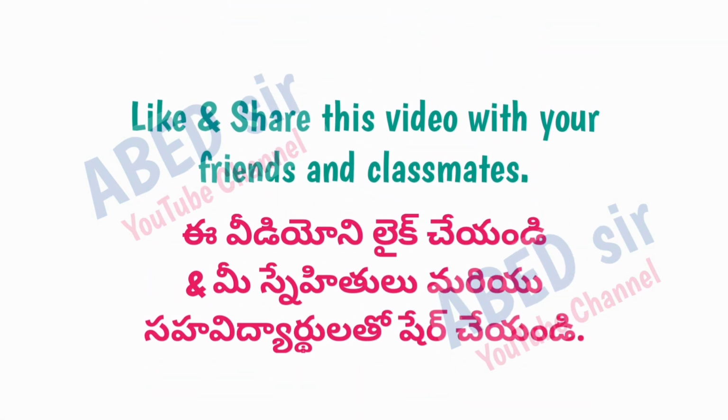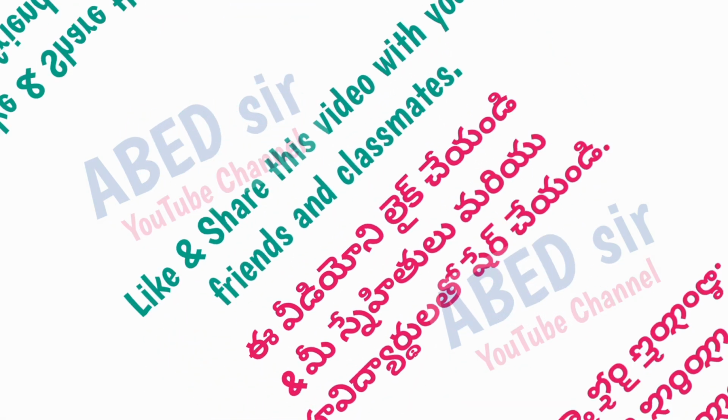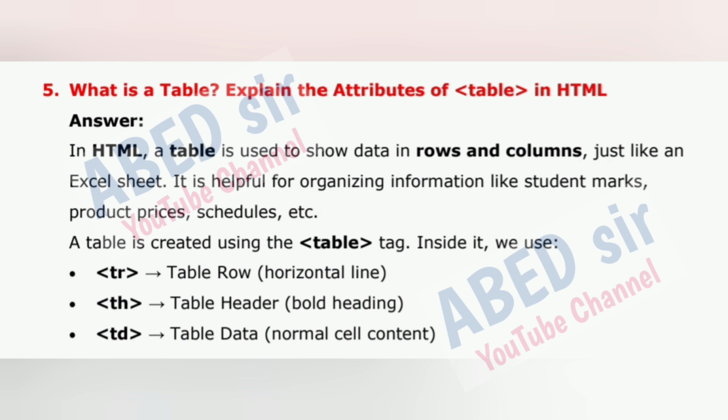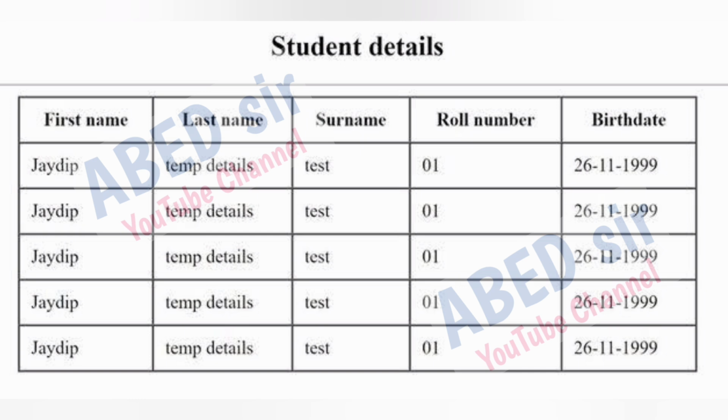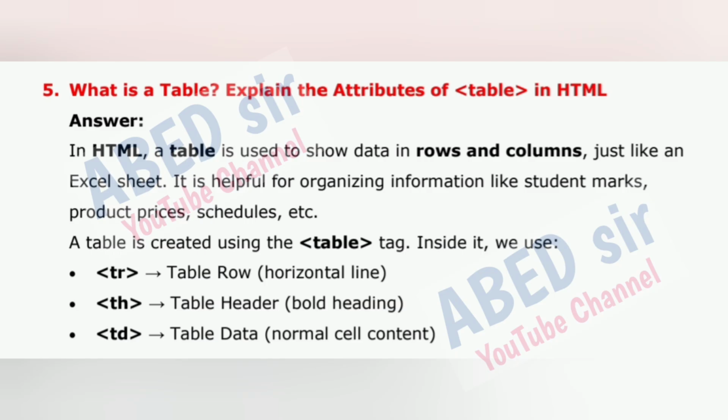Next important long question is 5. What is a table? Explain the attributes of table in HTML. Answer. In HTML, a table is used to show data in rows and columns, just like an Excel sheet. It is helpful for organizing information like student marks, product prices, schedules, etc. A table is created using the table tag.